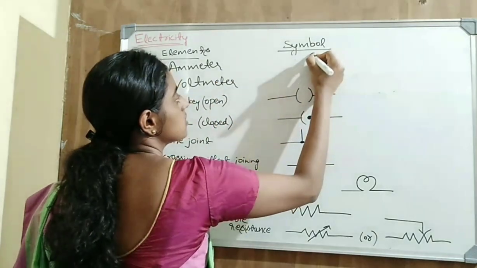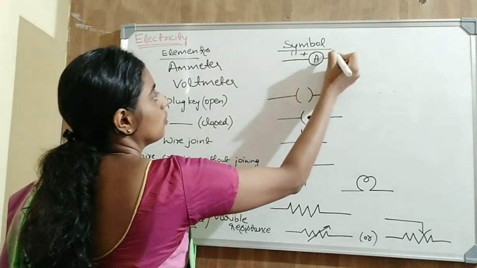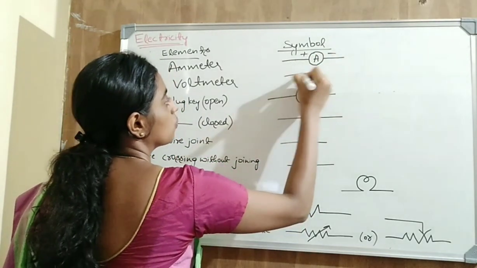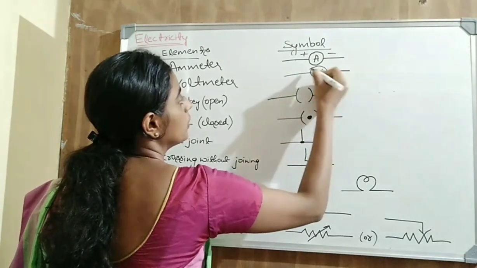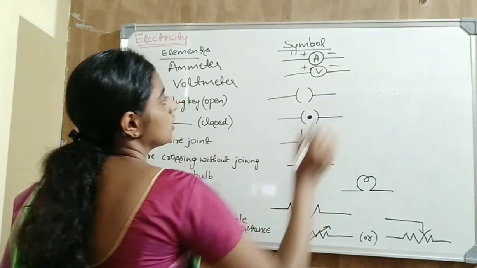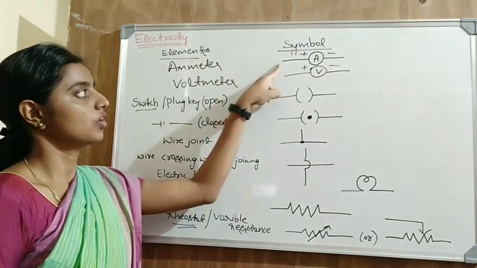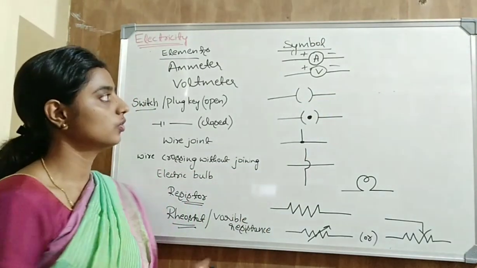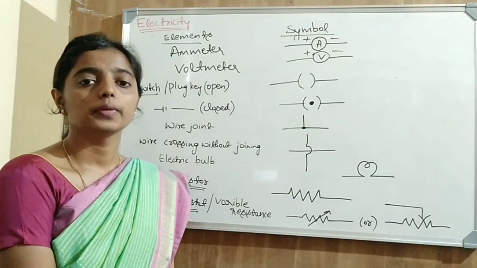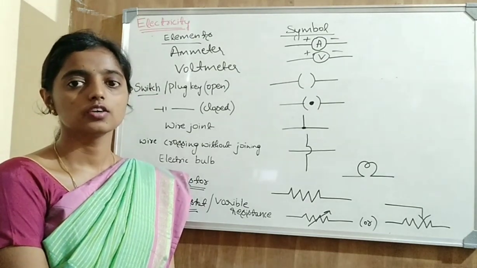A circle which is connected to connecting wires, and voltmeter, same in a circle with V. So always remember, these are the devices. Ammeter always measures the strength of current in an electric circuit.